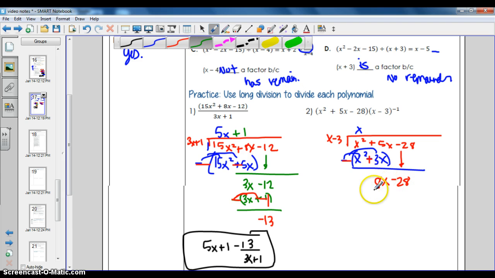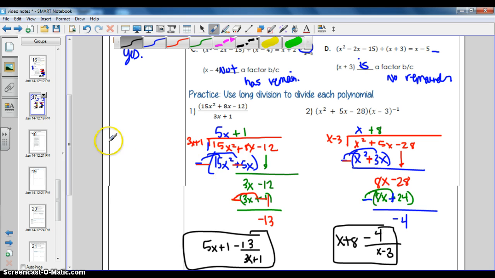So, again, dividing 8x by the first term out here, so that's an 8. And now we multiply. 8 times x is 8x. 8 times negative 3 is negative 24. And now we distribute that subtraction. So that changes it over here to an addition and then negative out front. So subtracting those, nothing. Adding here, negative 28 and 24 is negative 4. So our answer would be x plus 8 and then minus 4 over x minus 3.